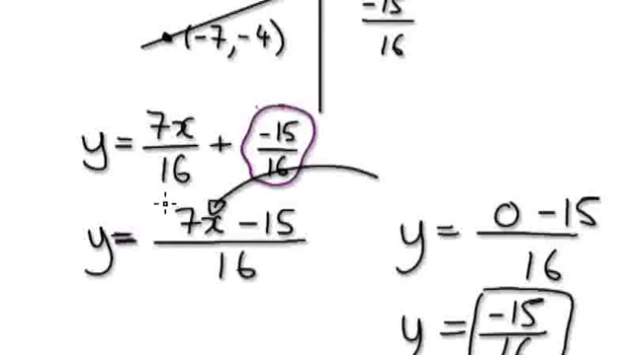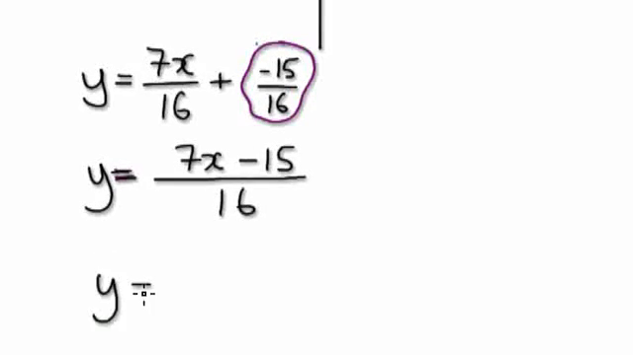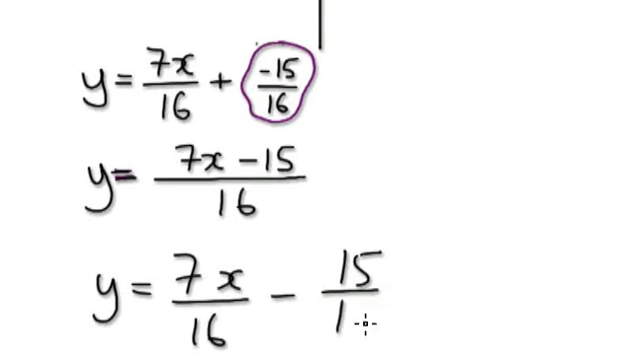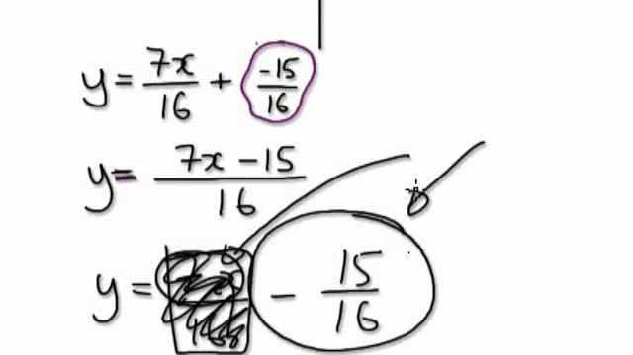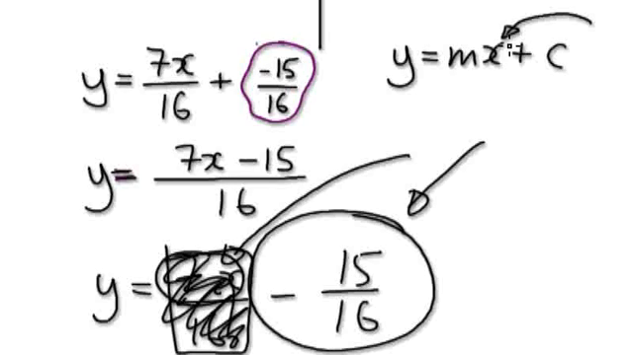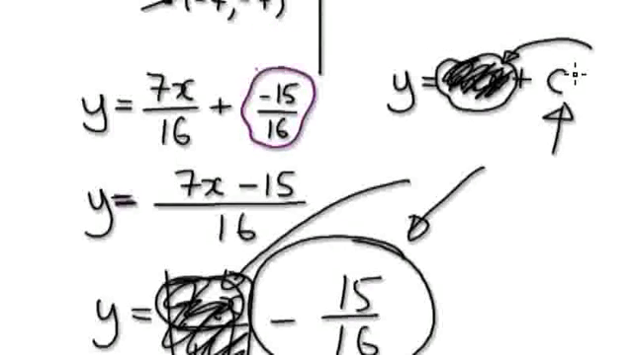Let's break up our equation here: y equals 7x over 16 minus 15 over 16. If you put 0 into here, this whole thing would be 0, because 0 divided by 16 is 0. It leaves you with the intercept. So when you have something like y equals mx plus c, whenever you put 0 into the x, this whole thing disappears, because m times 0 would disappear. That leaves you with the intercept.